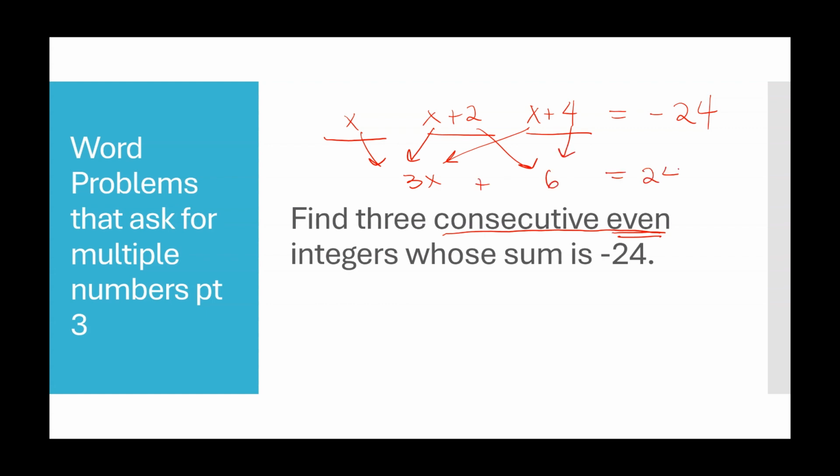3x plus 6 equals 24. Why are we solving it on the top? Let's do it on the bottom. Oh, well. Minus 6, minus 6. And 3x equals 18. Divide by 3.